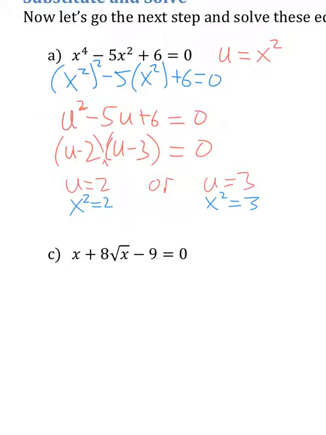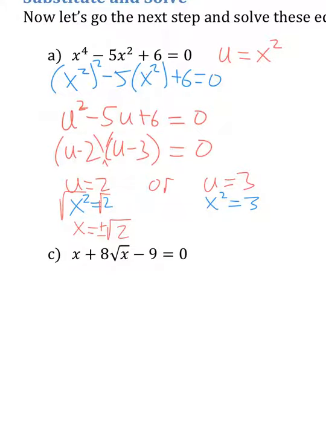Okay, so we swap out. We've got to solve for x squared, so we put it back in. And it should be pretty easy to solve. x is the square root of 2. I'm halfway correct there. Plus or minus.